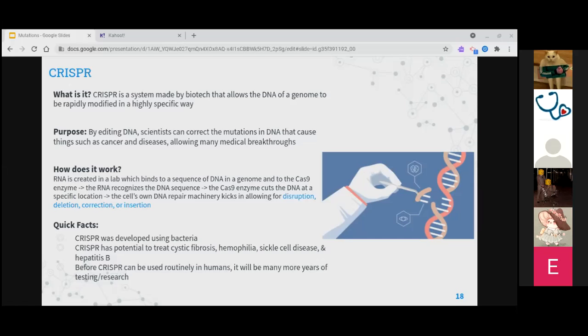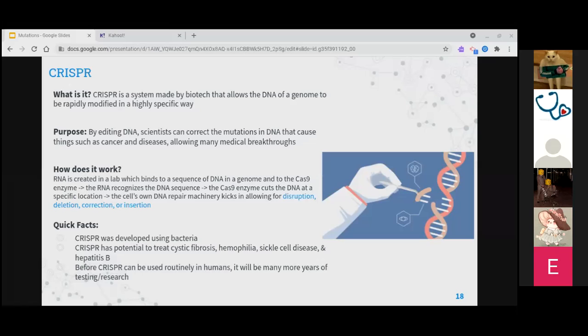CRISPR consists of two parts, a guide RNA and the Cas9 enzyme. In the lab, a small piece of RNA is created which binds to a sequence of DNA in a genome and to the Cas9 enzyme. The RNA recognizes the DNA sequence so that the Cas9 enzyme cuts the DNA at a specific location. Then once it's cut, the cell's own DNA repair machinery kicks in.